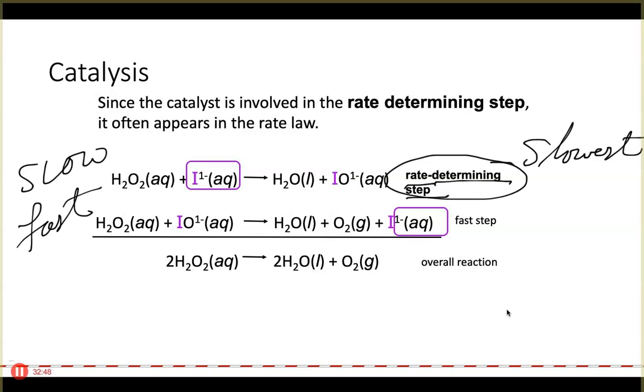It just so happens that this is a two-step process, and the first step is the rate limiting step. It means the second step must be faster than the first. If it was slower, then that would be the rate determining step.